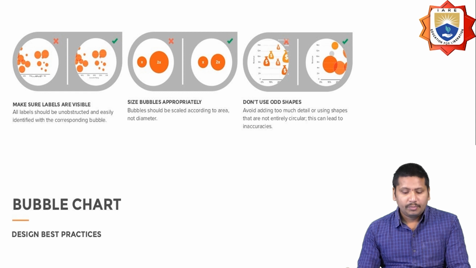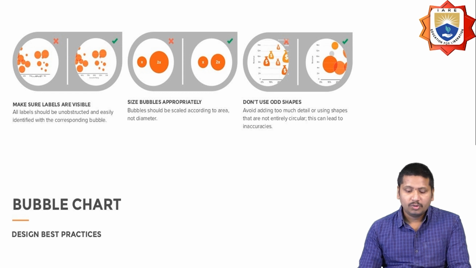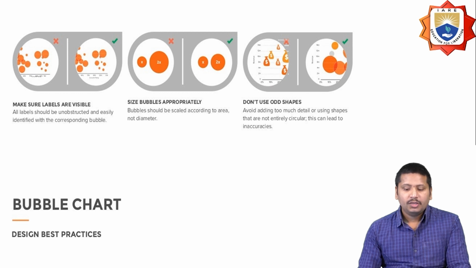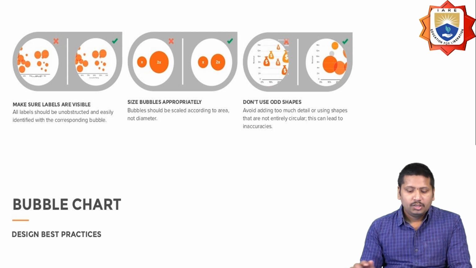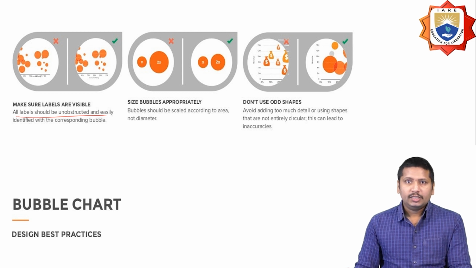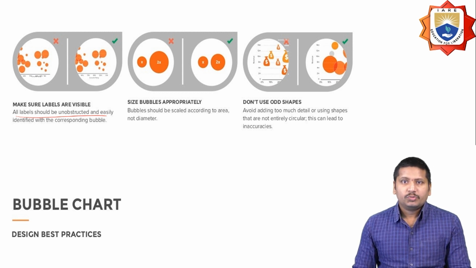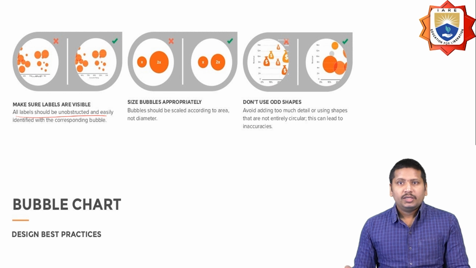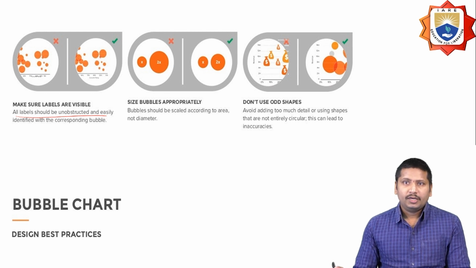And the next one is design practices. What kind of design practices have to be followed while implementing this bubble map and bubble chart? Make sure the labels are very visible, size the bubbles appropriately, and don't use odd shapes. All the labels should be unobstructed and easily identified with the corresponding bubble.